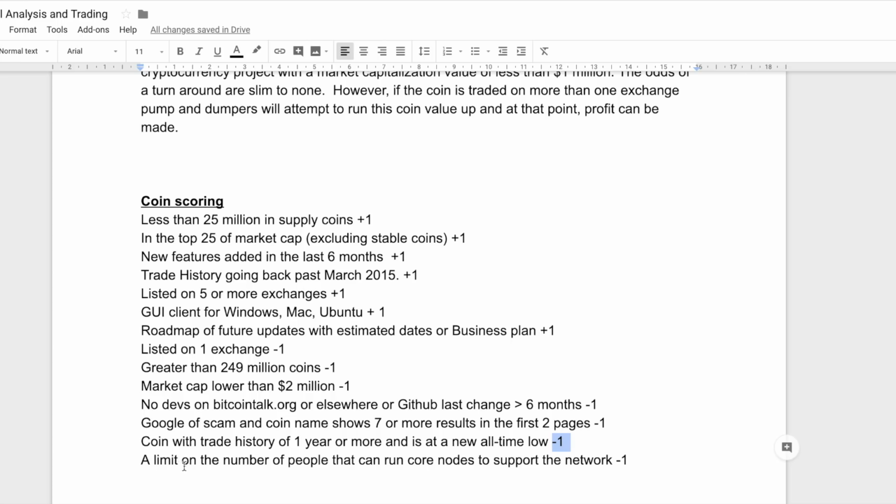A limit on the number of people that can run nodes to support the network. I'm sorry, Ethereum, but I think the limit was 1,024 nodes or something like that. I can't remember, but I remember reading that they were limiting the number of nodes. If they've already done that and they don't have a growth plan for those nodes, Ethereum should get a -1, because they are setting themselves up to be controlled by the banking system or other powerful entities in the future.